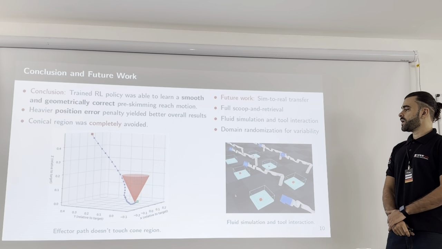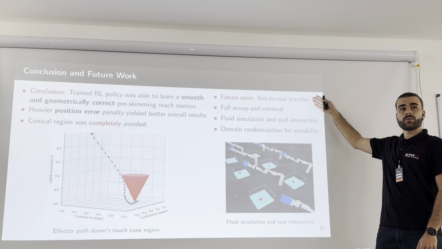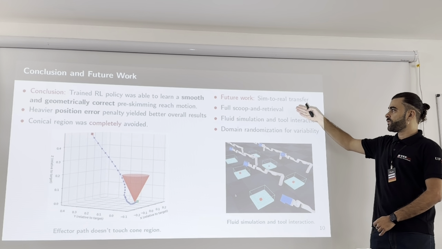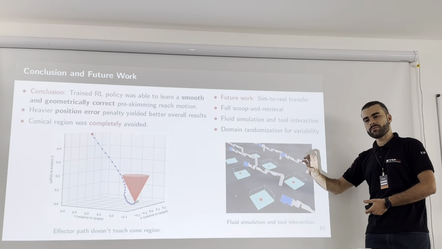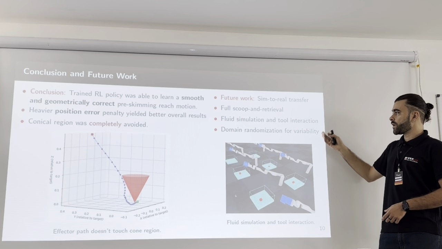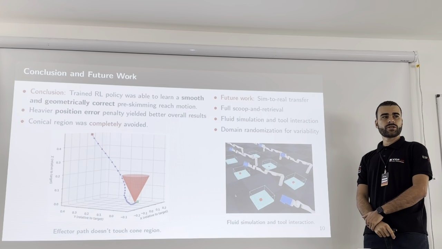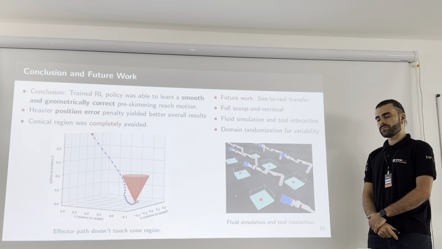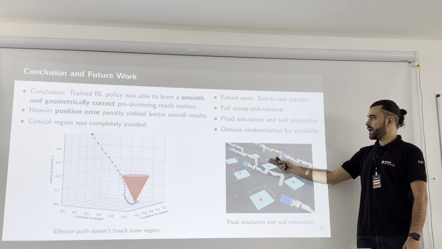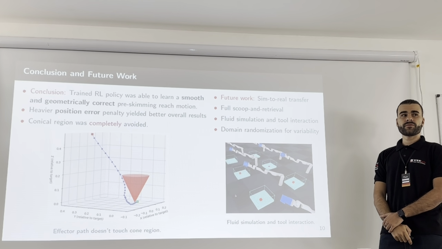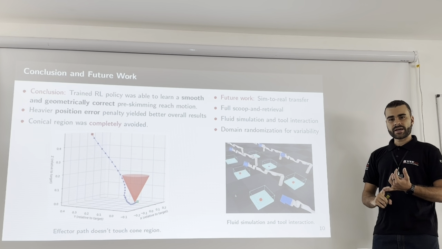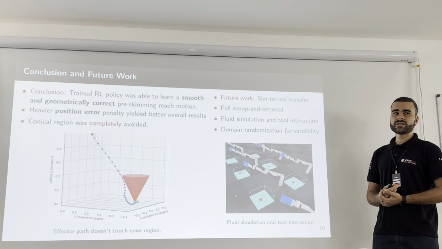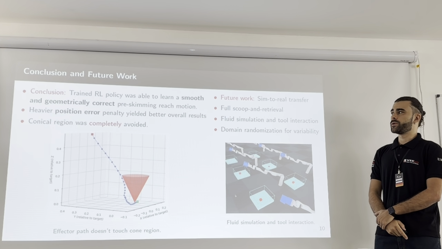In future work, we expect to have a sim-to-real transfer, so we really want to test our policy on the real robot. We want to do a full scoop and retrieval, so not just a pre-skimming, but also collect and remove. We want to do fluid simulation and tool interaction, which are pretty heavy to simulate, but it also brings us closer to the real robot. And finally, using domain randomization for variability on the object mass, on the viscosity, on the tool. So all of that makes the policy more robust when we transfer it to the real robot.